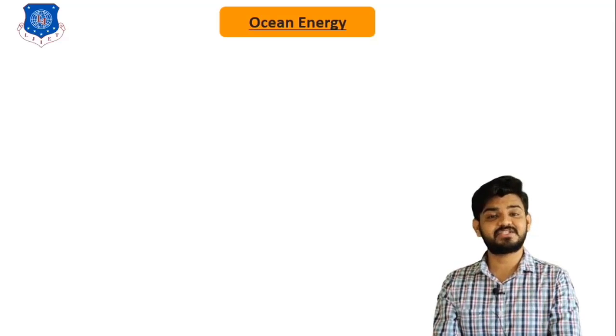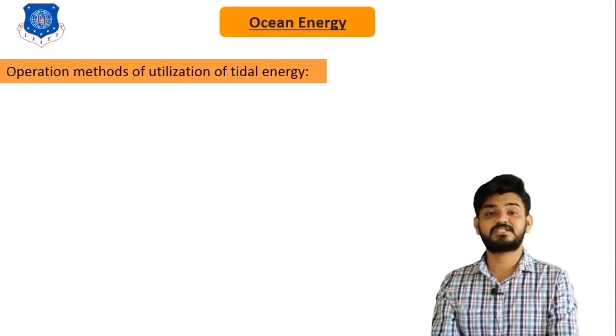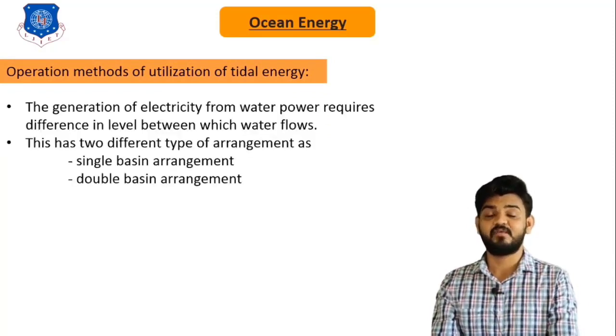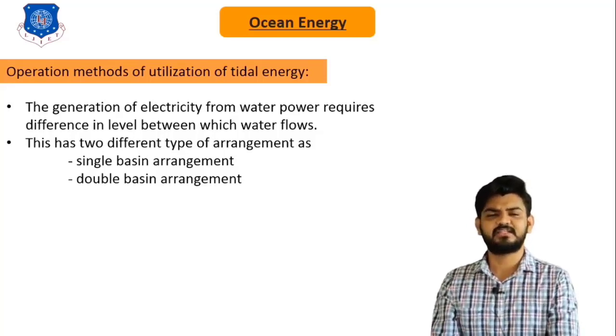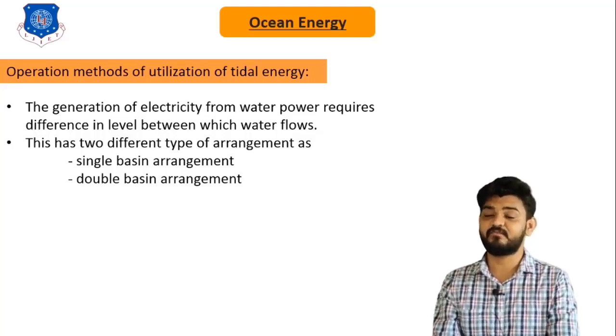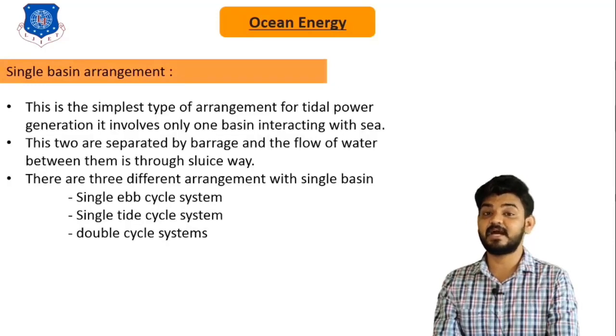So let's get started with the operational methods of utilizing tidal energy. The generation of electricity from tidal energy requires a difference in the water level of the ocean. There are two different methods: one is single basin arrangement and another one is double basin arrangement. So let's understand what a single basin arrangement is.